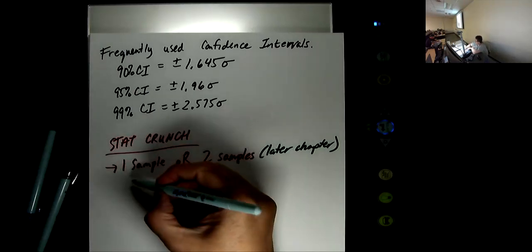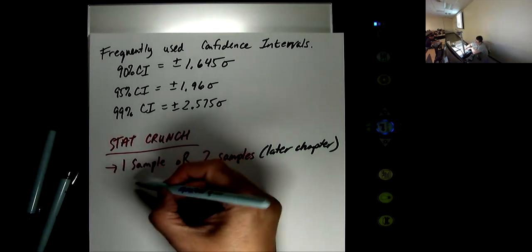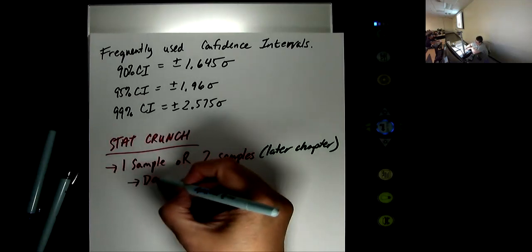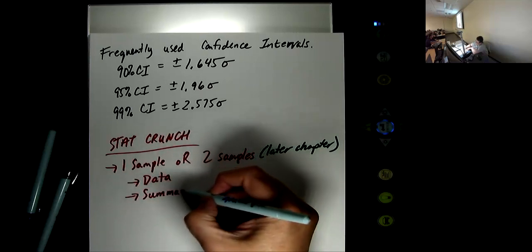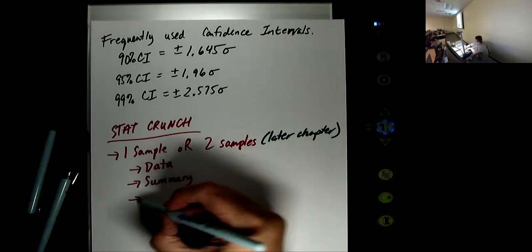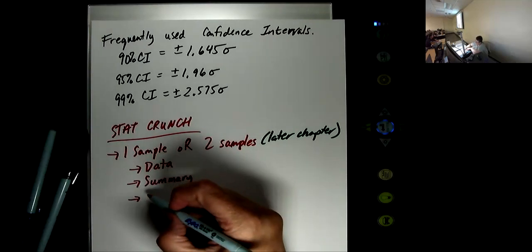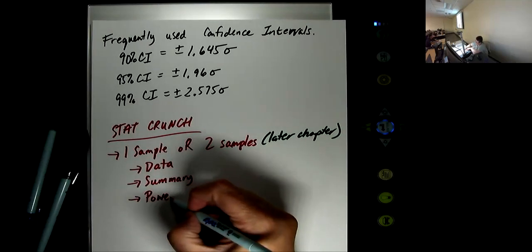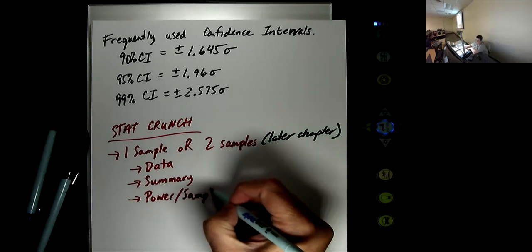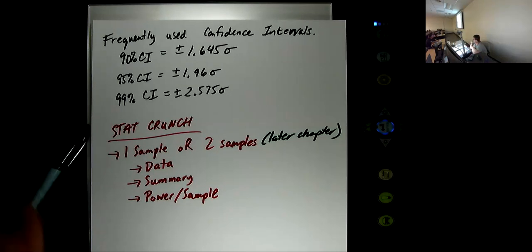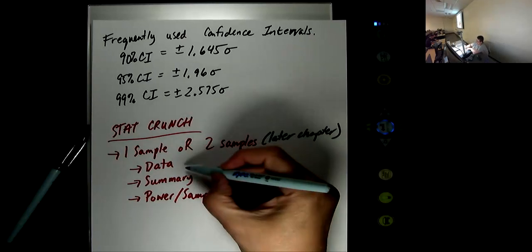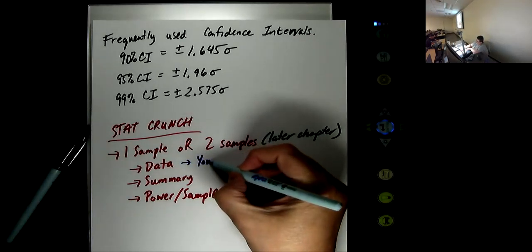Then you're given a couple of choices here. You're given the choice of data, summary. There are 4 choices, but I'm only going to list 3. You don't need the bottom one. Power, sample. Data means you need individual responses.